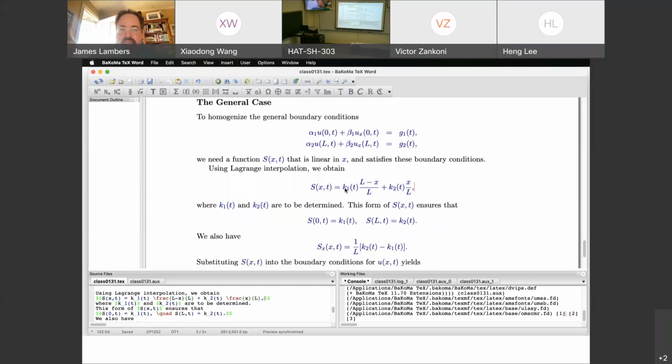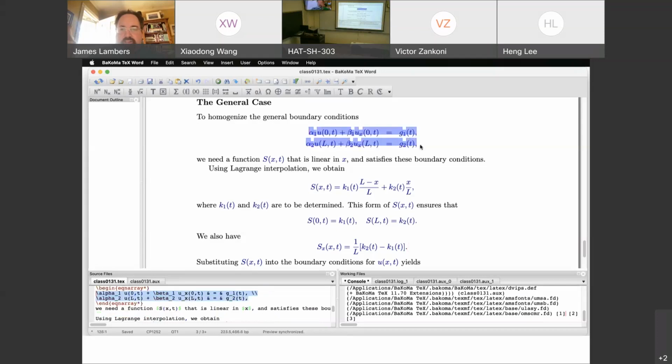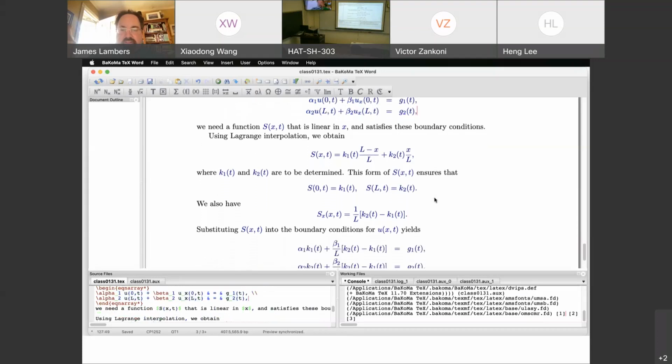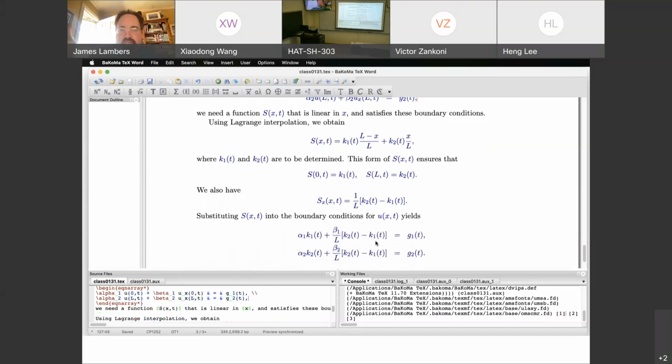Now, for working with these boundary conditions, I need the derivative of this with respect to x, and that's what I have here. So now I'm going to take this and its derivative and substitute their values at x equals 0 and x equals L into these boundary conditions. Once I do that, this is what I have.